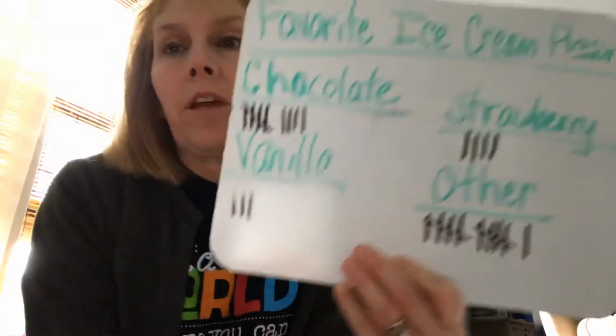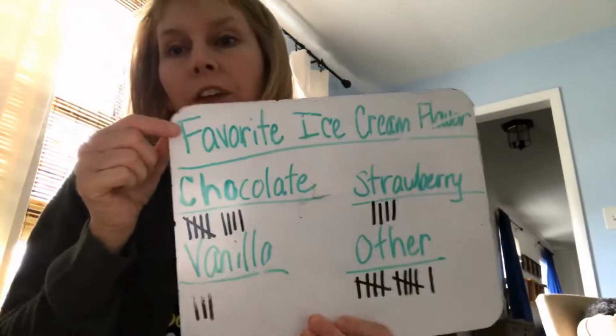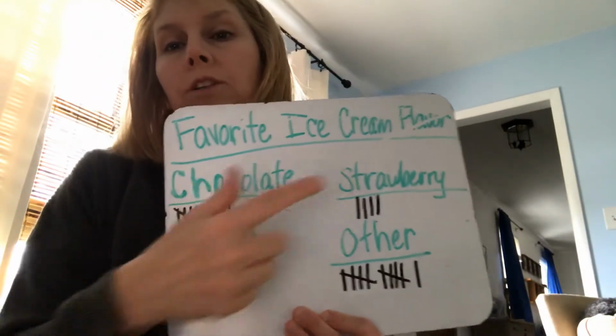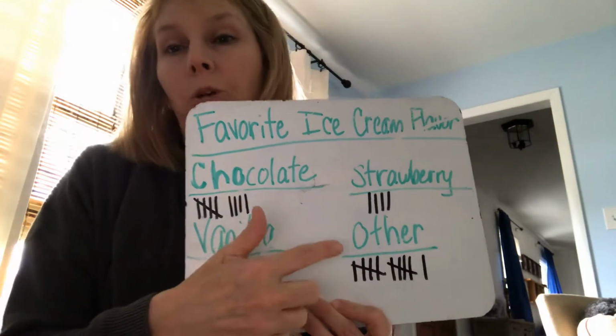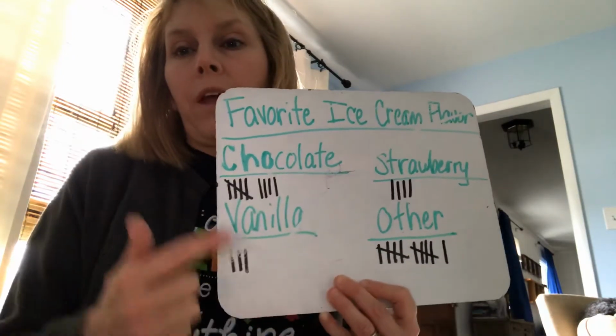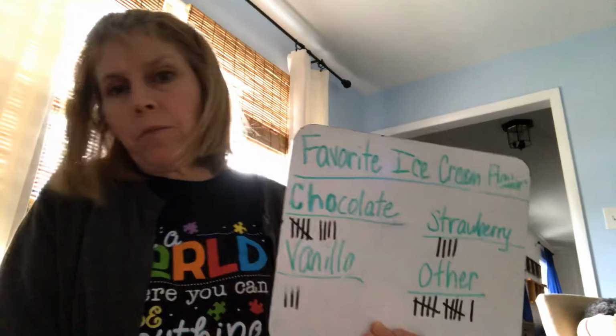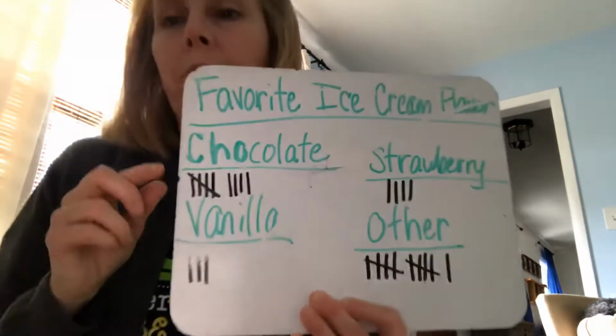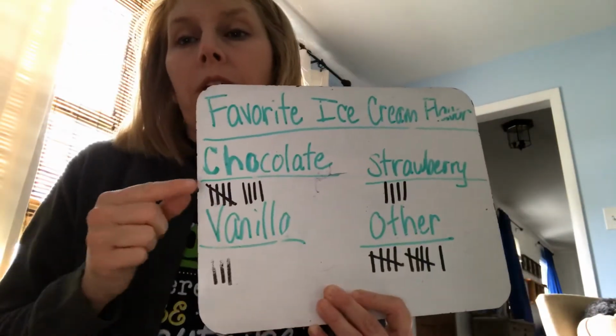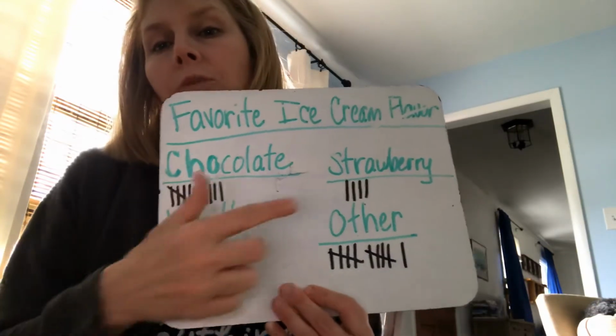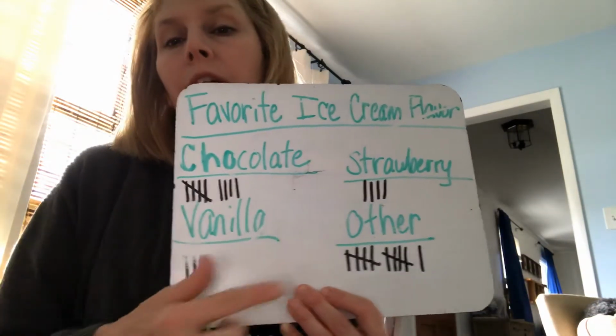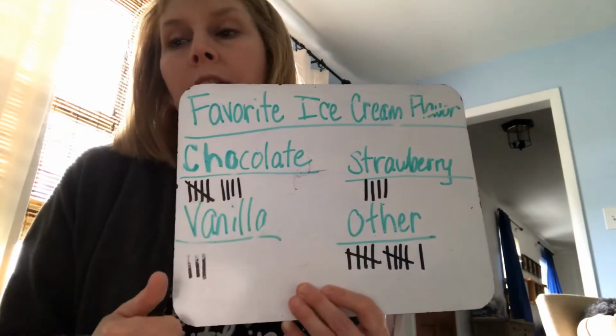Okay, so I sent a Dojo message to your parents asking you to survey your family with their favorite ice cream flavor. The 4 flavors were chocolate, strawberry, vanilla, and then since there's so many other flavors, I just put other. And I had about half the families respond to me, and this is our data. So we had 9 chocolate, we had 4 strawberry, we had 3 vanilla, and the other flavors we had 11. So I took our survey with our tally marks and I created a bar graph.